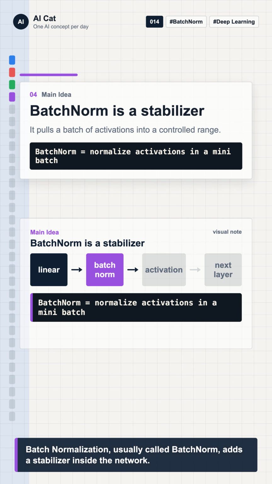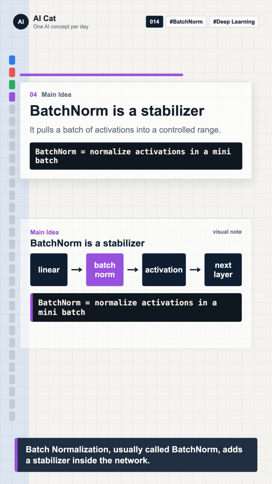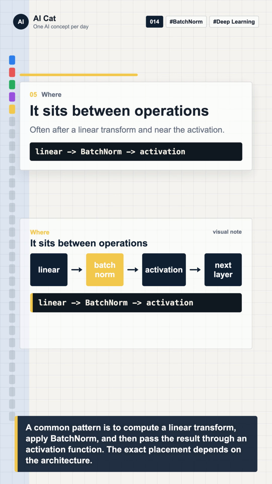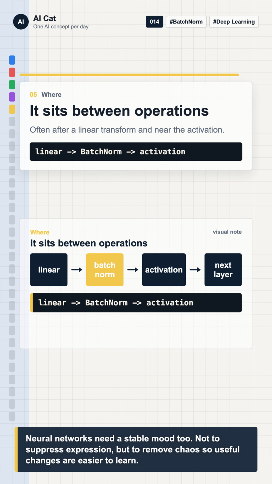Batch normalization, usually called batch norm, adds a stabilizer inside the network. A common pattern is to compute a linear transform, apply batch norm, and then pass the result through an activation function. The exact placement depends on the architecture.